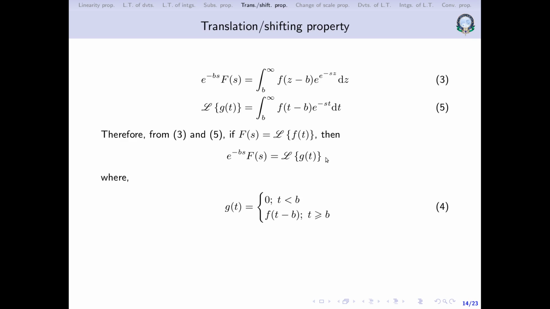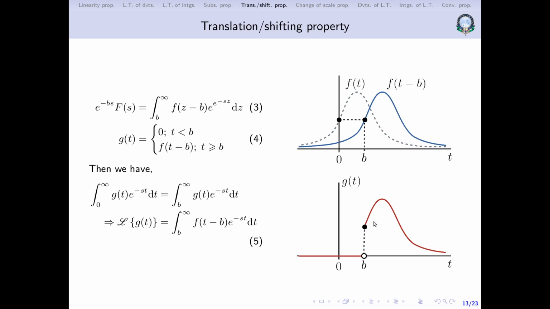So how do you get this function g? You take the original function, you shift it towards the right side by an amount equal to b. Then g of t will be defined as taking the value 0 for t less than b, and it will take the same value as the shifted function for t greater than b, which has been shown in this diagram.